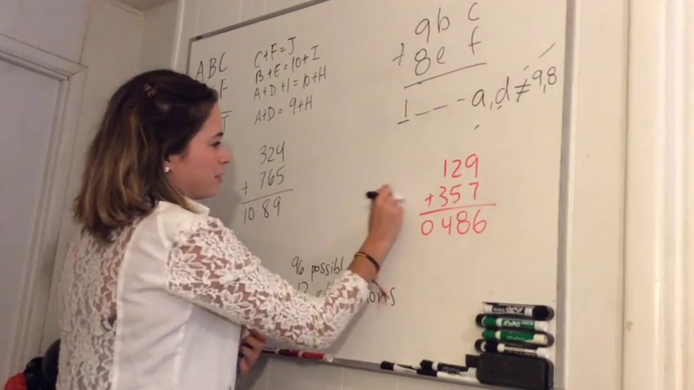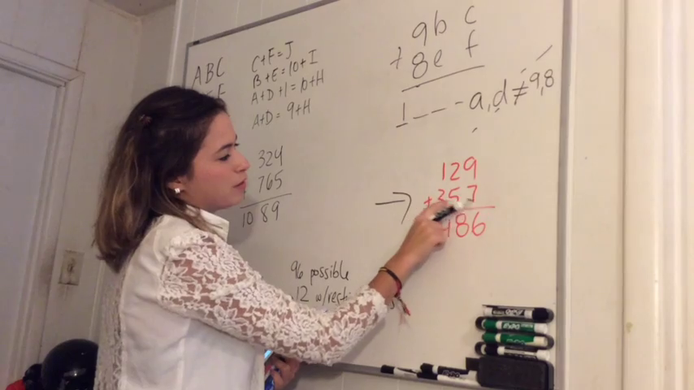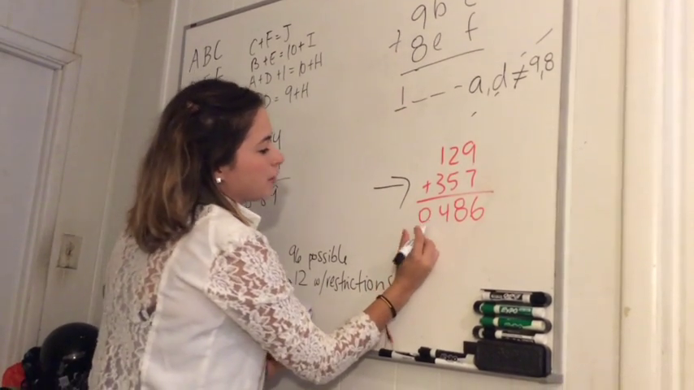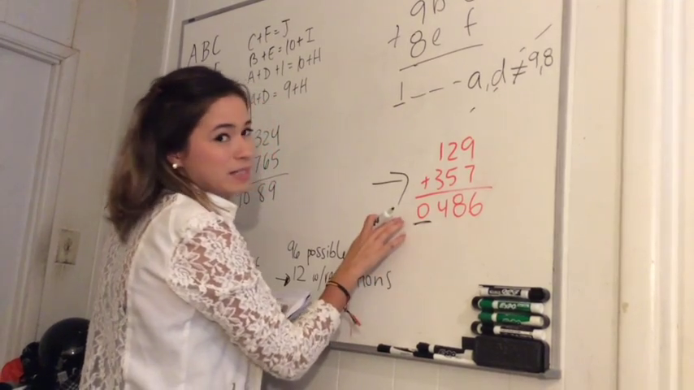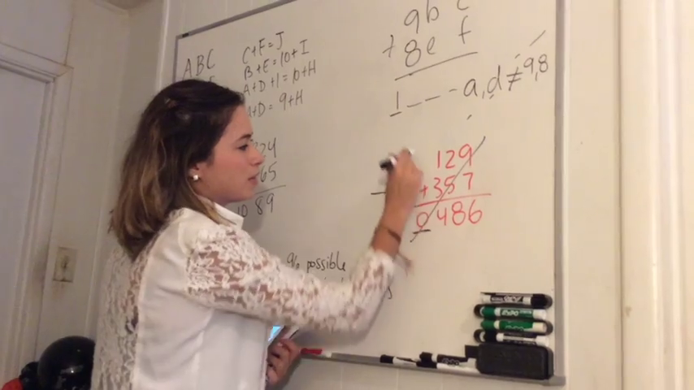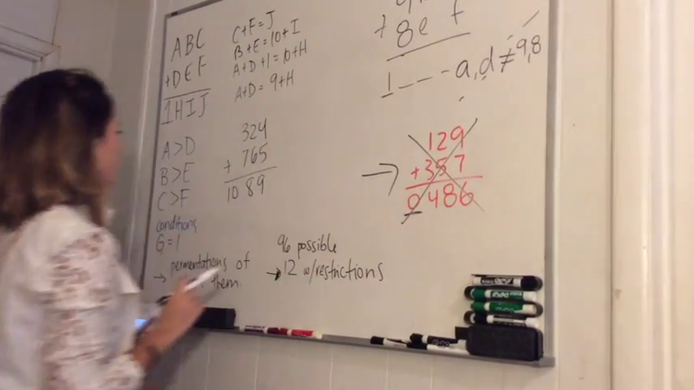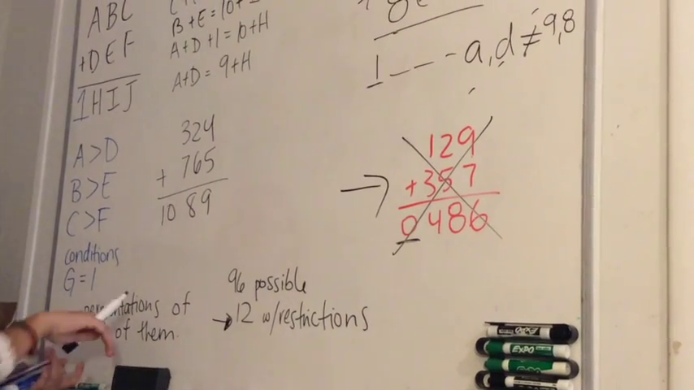And we also need to keep in mind these restrictions, like 129 plus 357. Remember that the first number in the 4th digit always has to equal 1. So remember, you cannot have a 0 here. So this would not be a good example. From this example, we can get other examples.